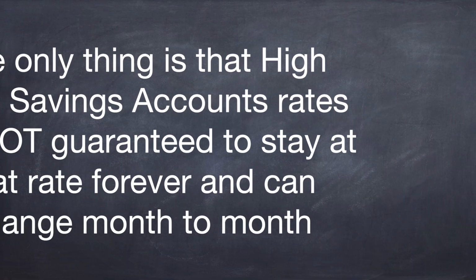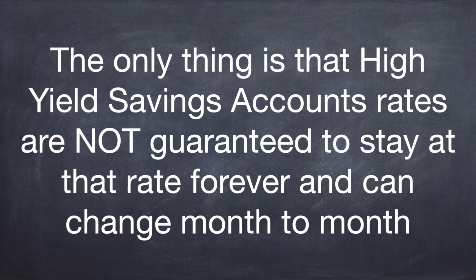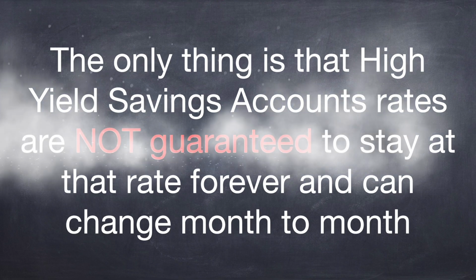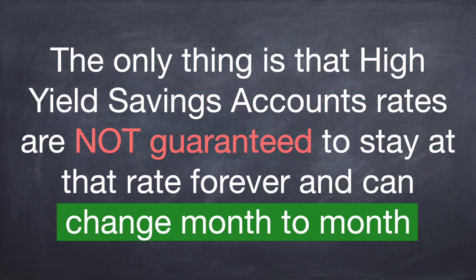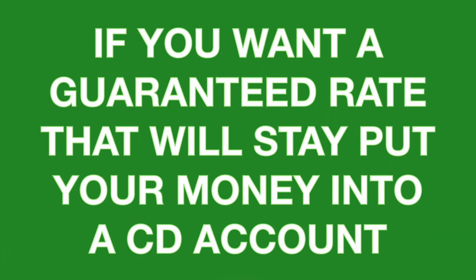The only thing that you have to be a little bit on your toes about is that high yield savings account rates are not guaranteed to stay at that rate forever, and they can change month to month, but they'll never go negative. So if anything, they'll just go down a little bit. If you sign up for a 5.75%, it might not be that forever. But if you want a guaranteed rate that will stay, you've got to put your money into a CD account.